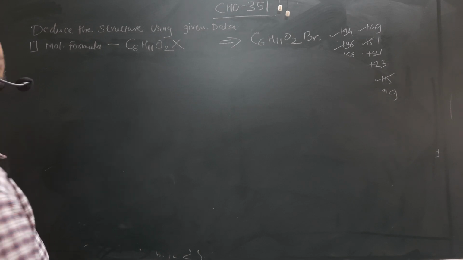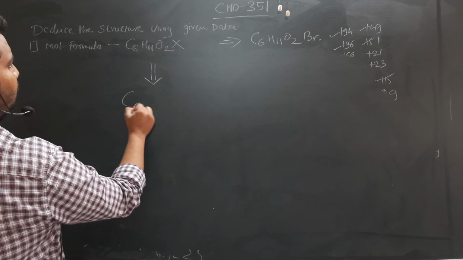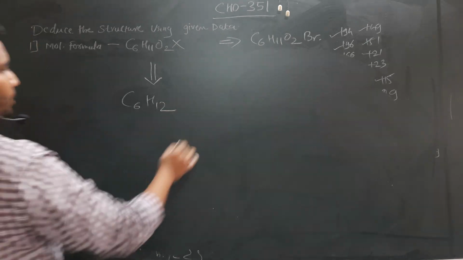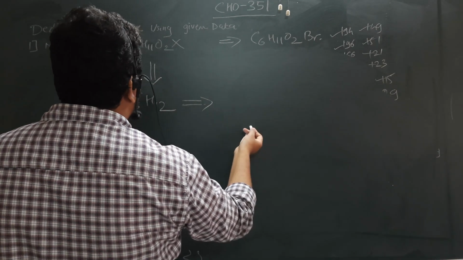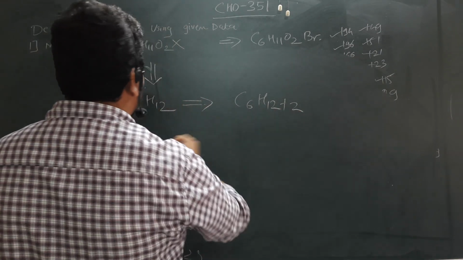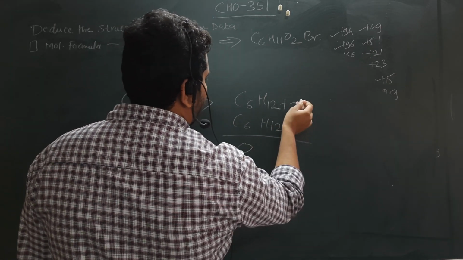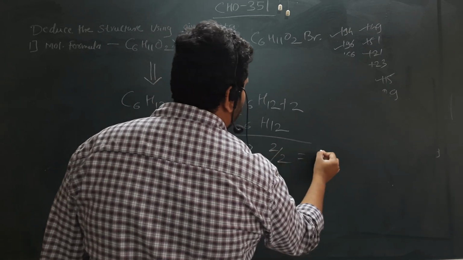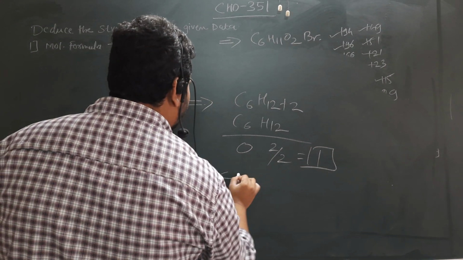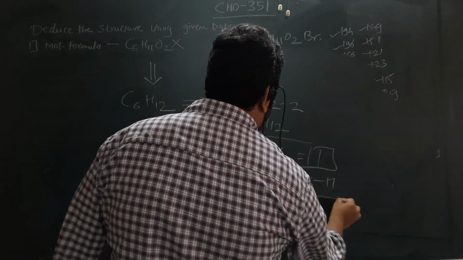I didn't mention here how to calculate sites of unsaturation. To calculate the site of unsaturation, just neglect oxygen and replace halogen with 1H, so it will become C6H12, and the fully saturated molecule would be C6H14. Just subtract: 14 minus 12, 2, divided by 2, gives 1 site of unsaturation. Or you can use the formula (2C plus N plus 2 minus X minus H) divided by 2.